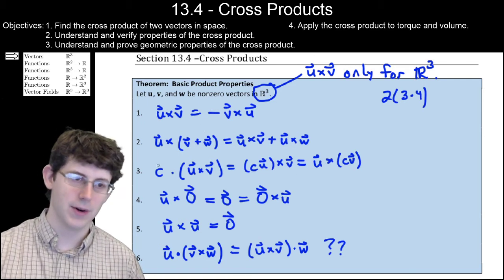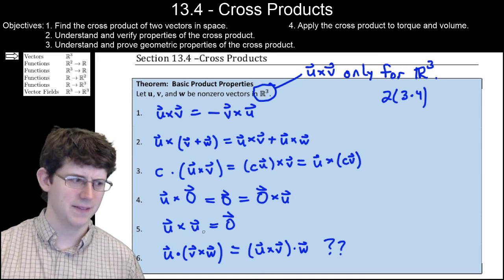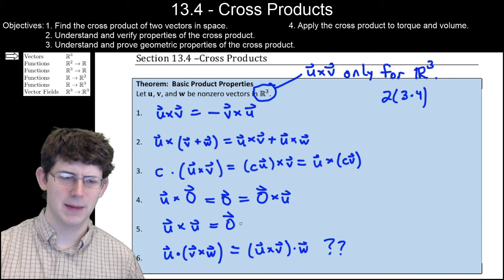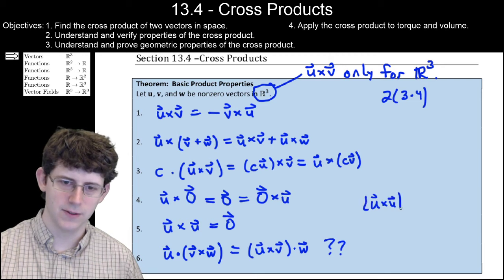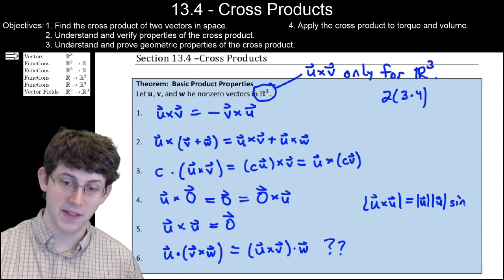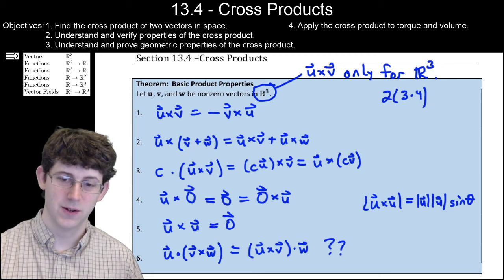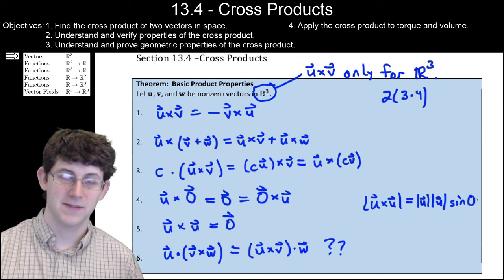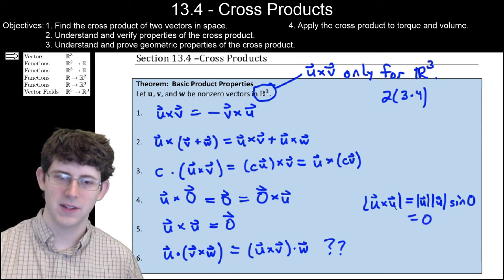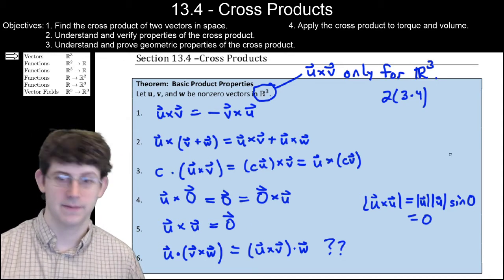These, I don't want to call it a product unless these behave the way that they behave. The cross of something with itself equals 0. That's maybe surprising, but what we need is a vector whose magnitude is the magnitude of the first one times the magnitude of the second one times sine of theta. And the angle between a vector and itself is 0. Sine of 0 is 0, so you get 0. So whatever this vector is, it has a magnitude of 0, and that's the 0 vector. This one's just weird, but it's okay.